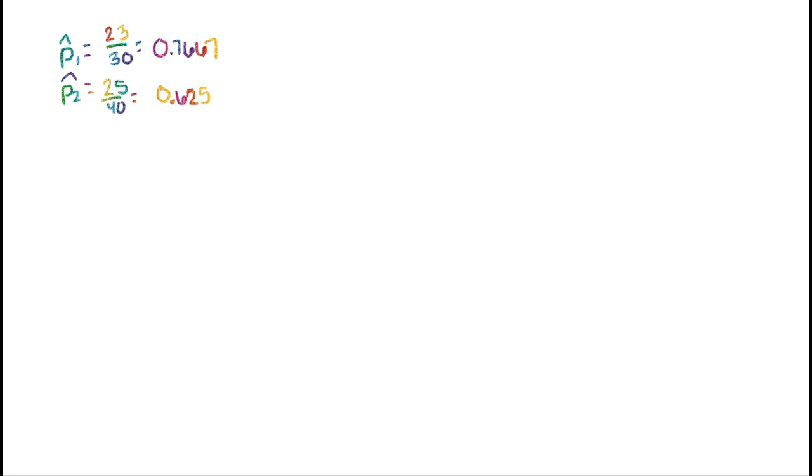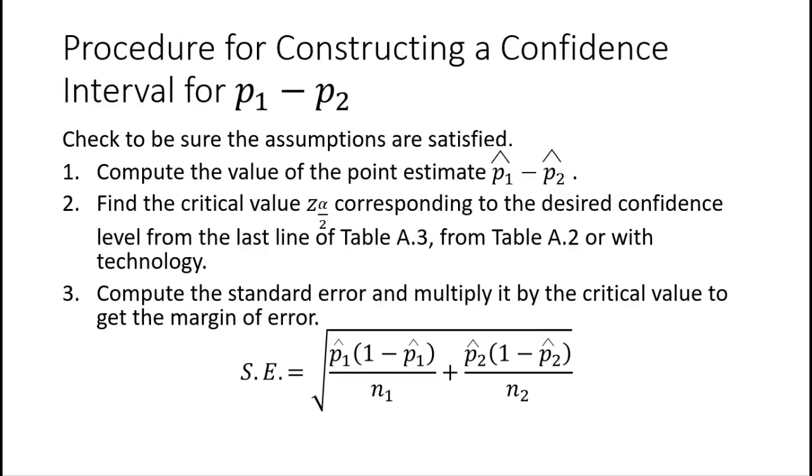Okay. All right, so P1 hat minus P2 hat is going to be 0.7667 minus 0.625, and in the calculator, this is going to give me 0.1417. And this is our point estimate. Okay, let's go back and see what we need to do next.